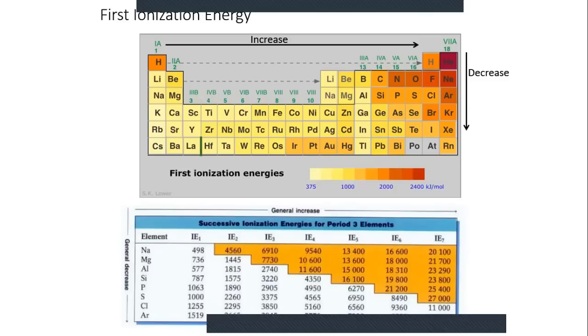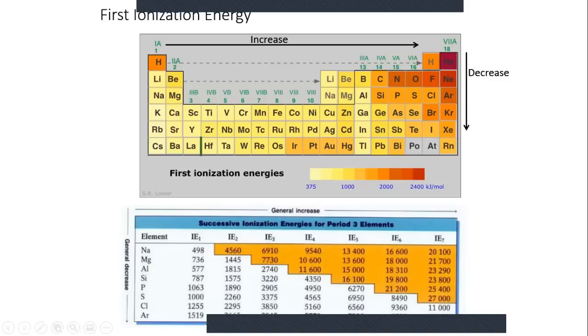So again, why does it increase from left to right? Because you have greater effective nuclear charge, electrons are held more tightly, so it takes more energy to remove the electron. Why does it decrease down a group? Because you have more electrons, the outer electrons push further out, causing it to take less energy to remove it. And we are going to look at some exceptions as well.